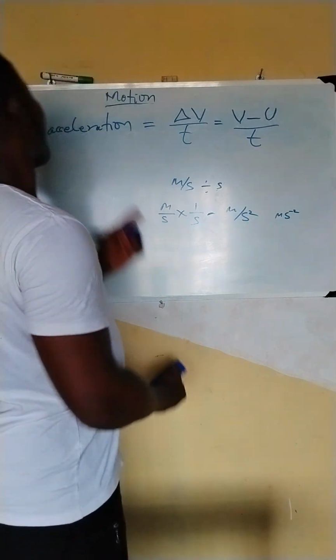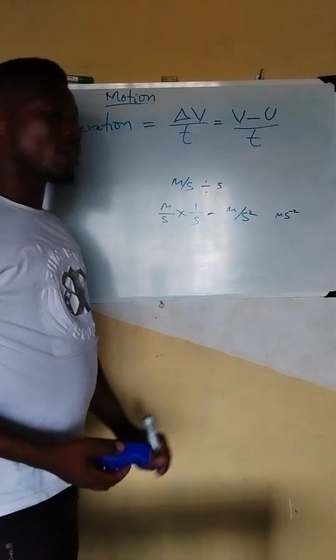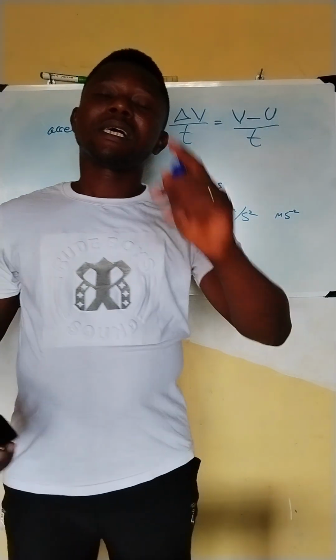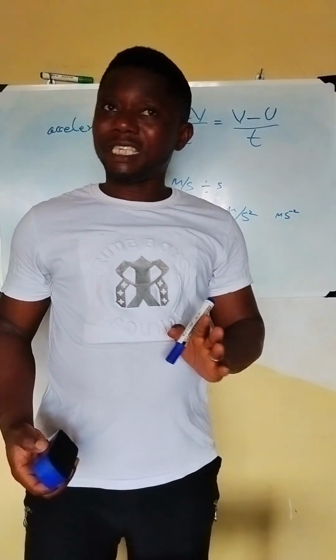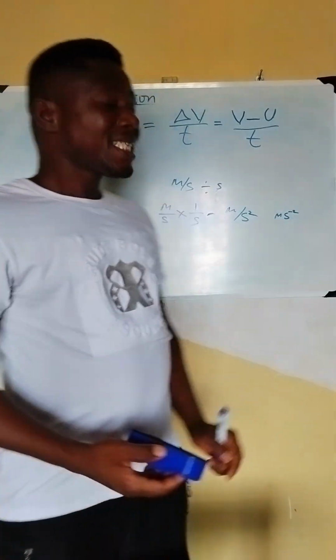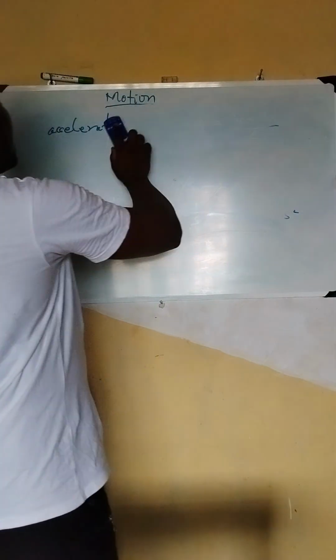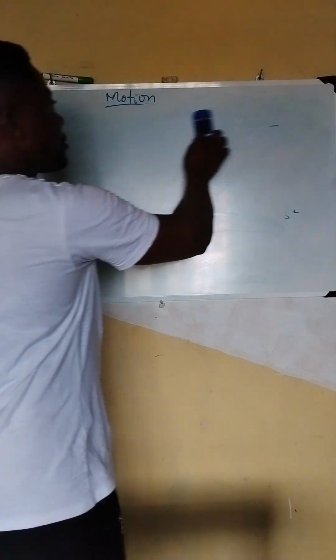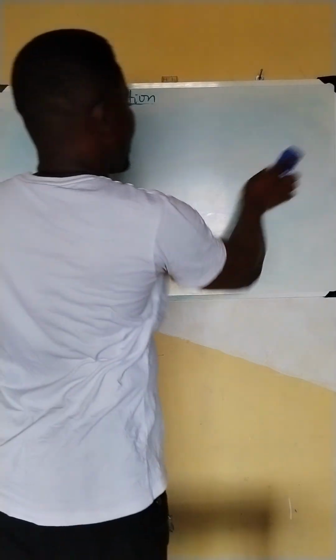That is the unit of acceleration. Remember, we have uniform acceleration, we also have non-uniform acceleration, and we also have what is known as what? Retardation. Retardation simply means negative acceleration. Retardation is what? Negative acceleration. So we are going to look at 3 equations of motion.